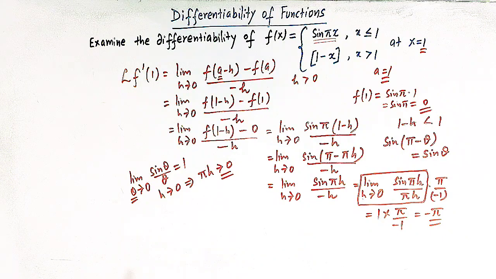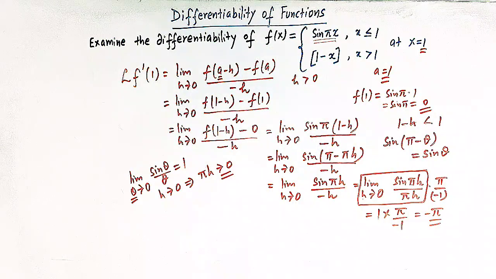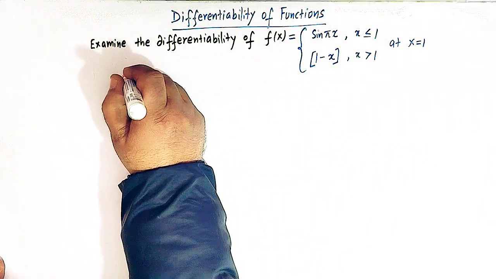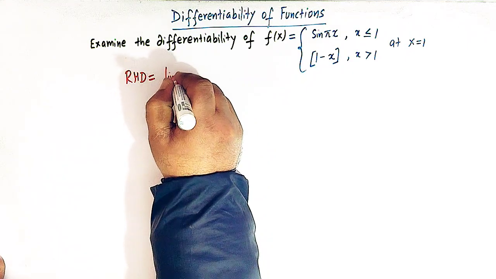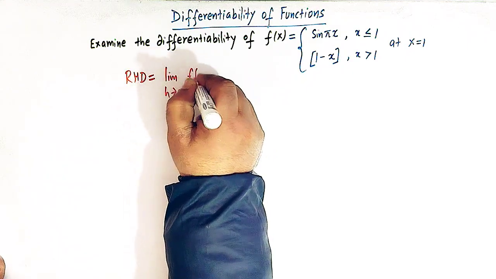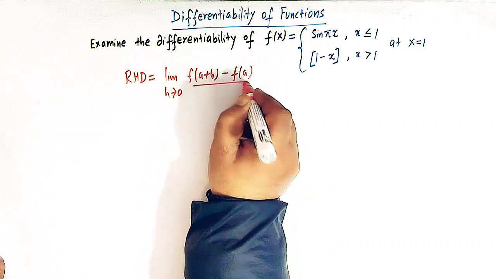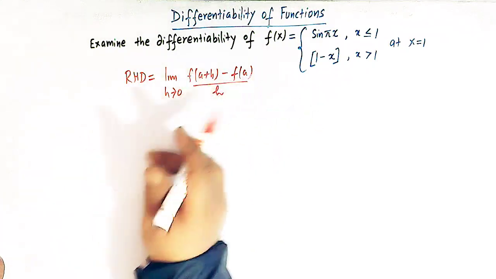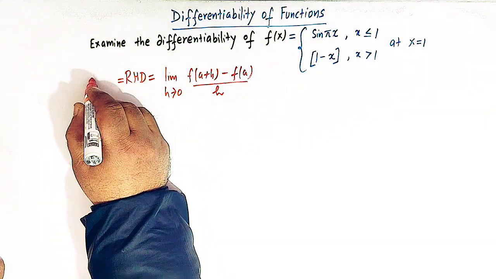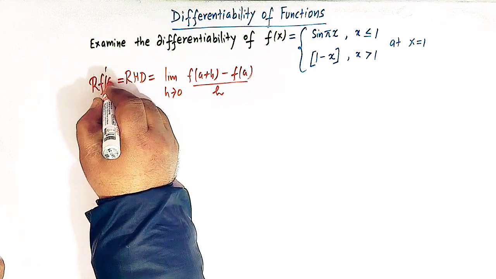Now let us find out the right hand derivative of this function at a equal to 1. So now the right hand derivative is defined as limit h tends to 0 of f of a plus h minus f of a divided by h, right? So this is the definition of right hand derivative, and right hand derivative is also denoted by this symbol, that is R f prime of a.